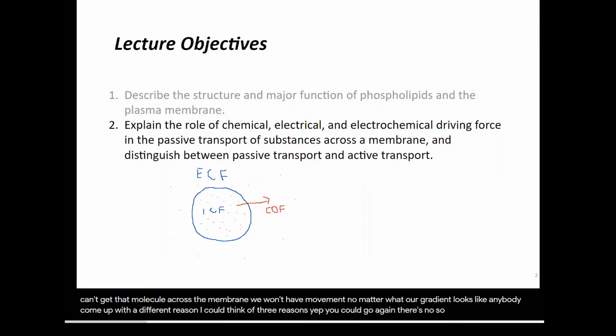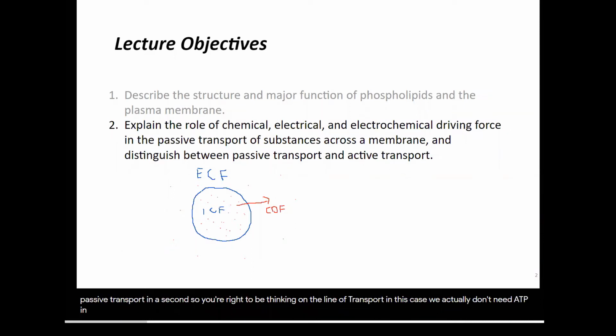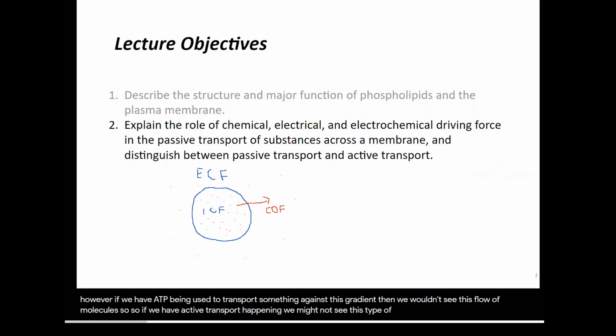So we'll get to active and passive transport in a second. So you're right to be thinking on the line of transport. In this case, we actually don't need ATP in order to allow these solutes to follow the chemical gradient because they could passively flow down the gradient. However, if we have ATP being used to transport something against this gradient, then we wouldn't see this flow of molecules. So if we have active transport happening, we might not see this type of movement.